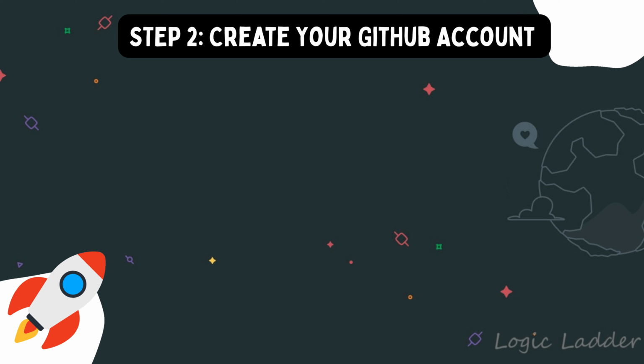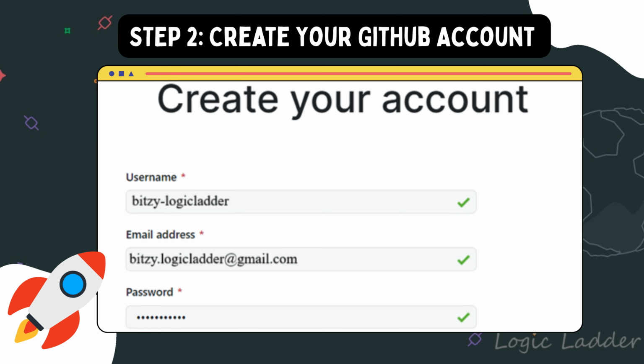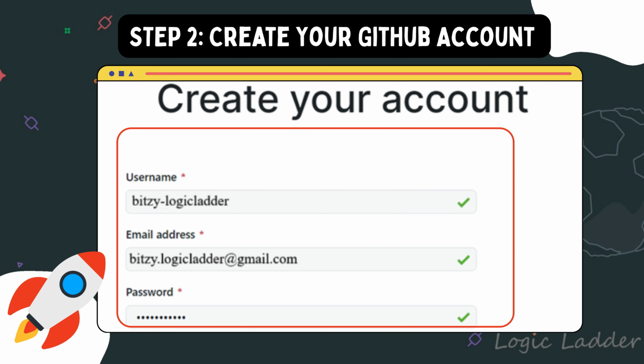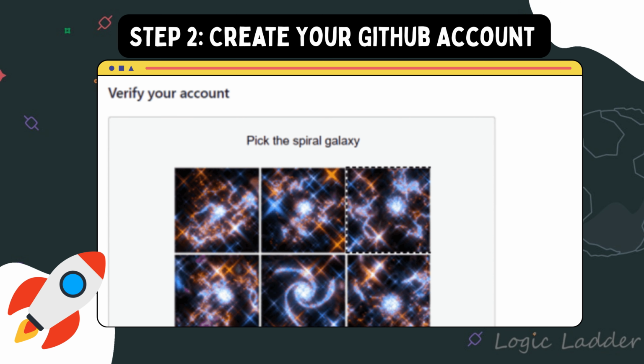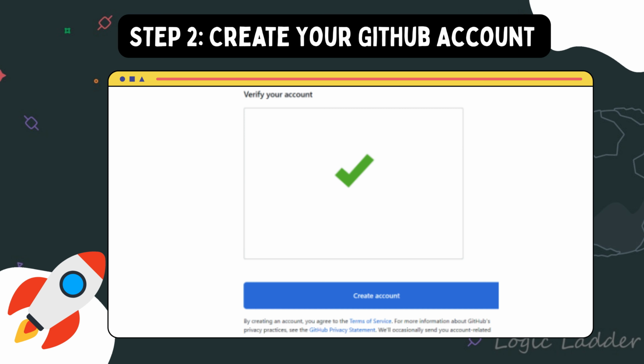Next, create your free GitHub account. Ask an adult for help if you need it. You need to give a unique username. Then enter your email address and password. Then verify your account by solving the puzzle or entering the CAPTCHA value. Once you are verified, click on Create Account.